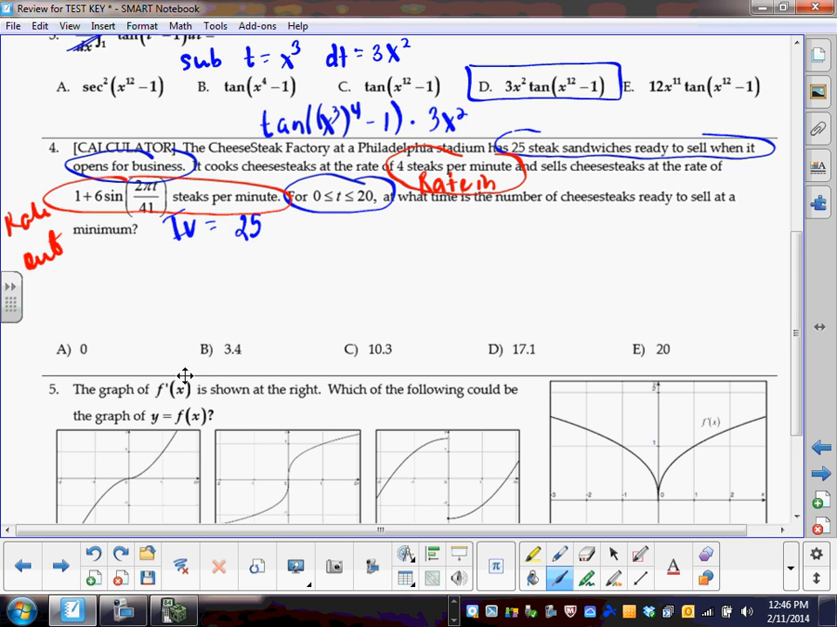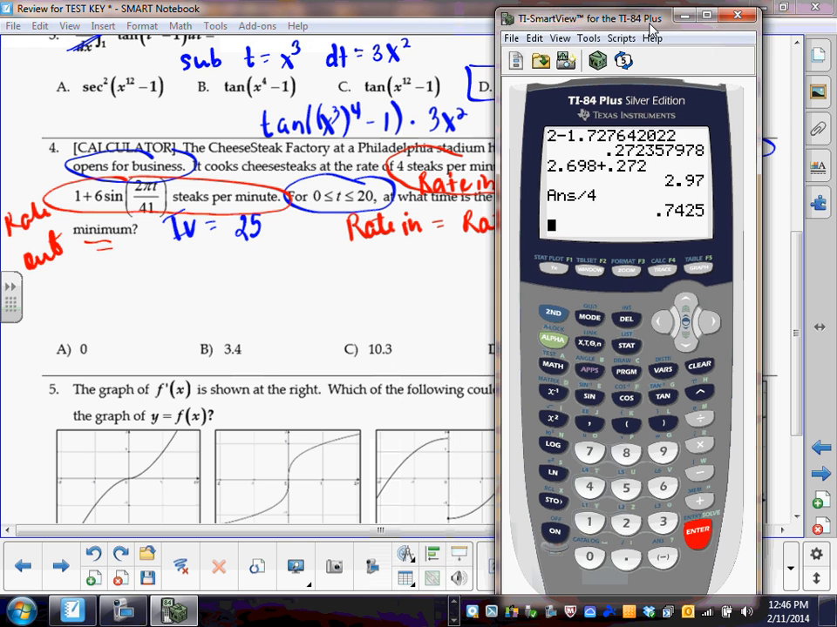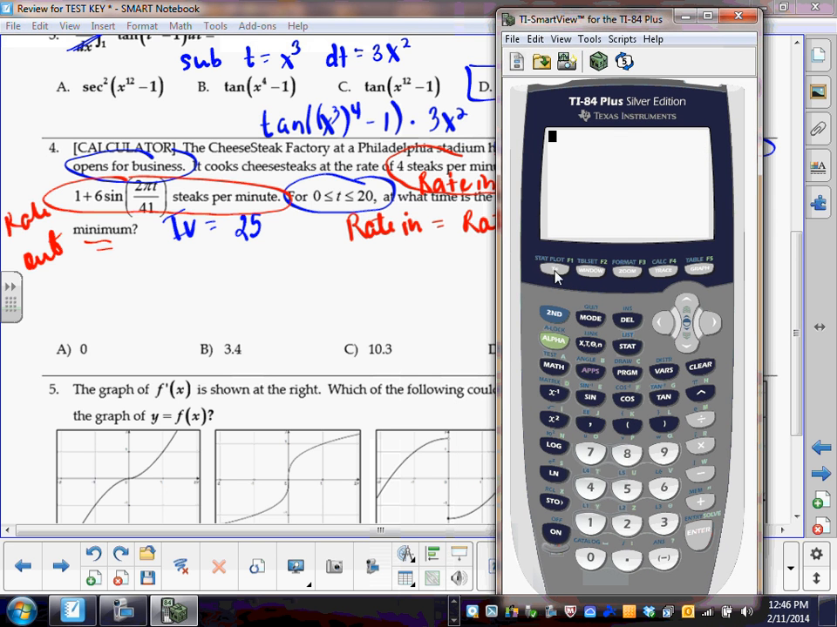Okay. At what time is the number of cheesesteaks ready to sell at a minimum? Okay, so to do this, we always figure max and min for rate in, rate out questions are when the rate in equals the rate out. So I'm going to get that on my calculator first. And then remember, I have to check the endpoints. So I'm going to put in 1 plus 6 sine of the fraction. Actually, I'll do my rate in first.